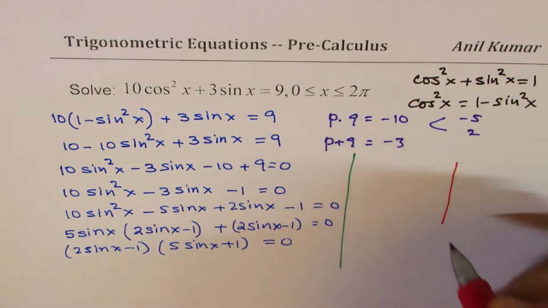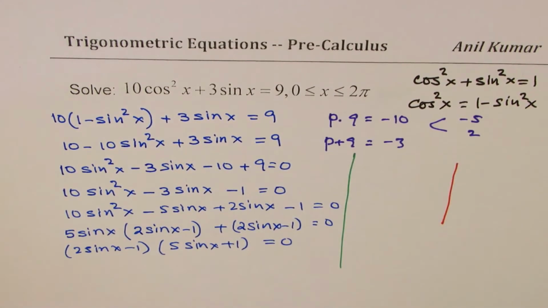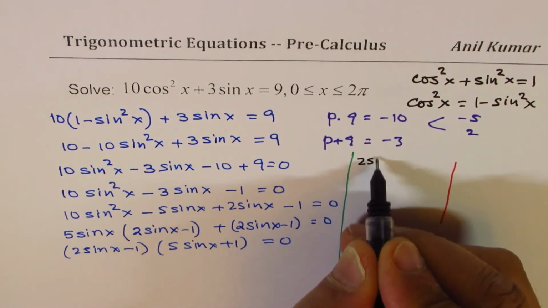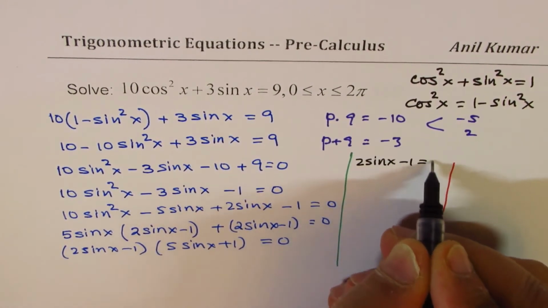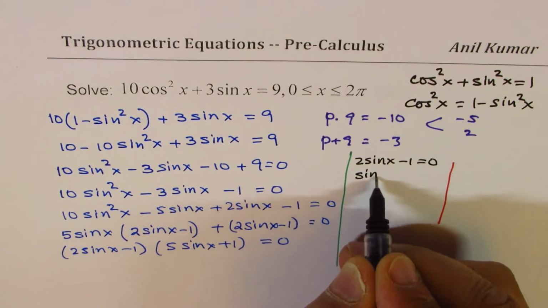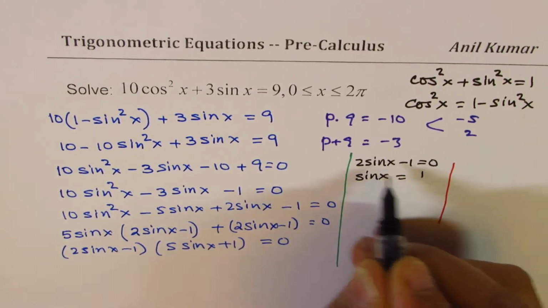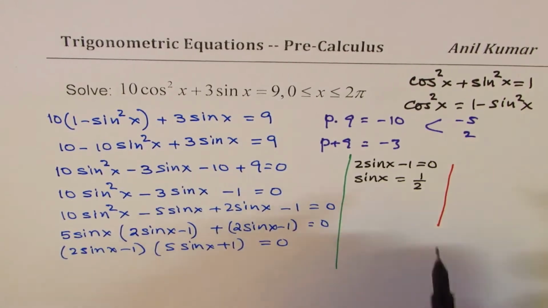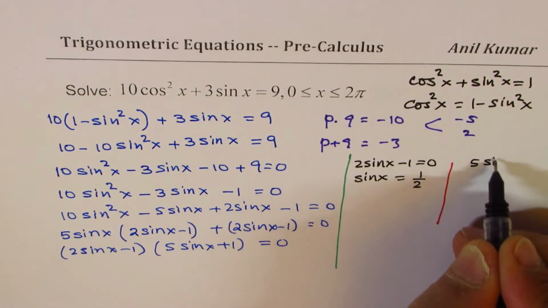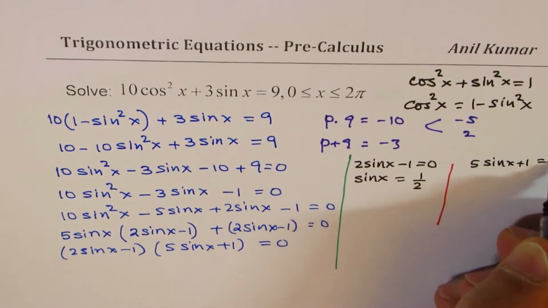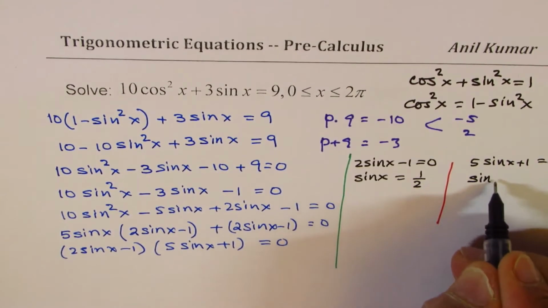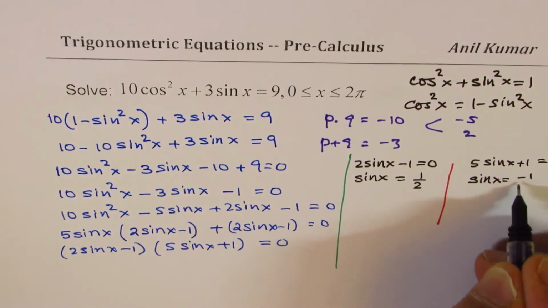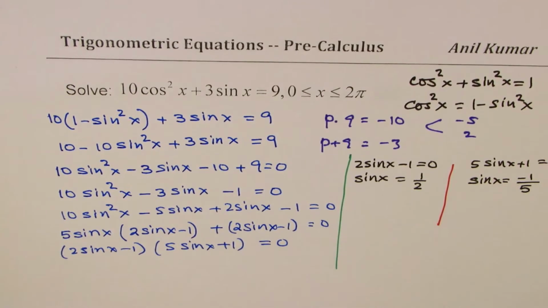So let me just divide this page into two parts. One of them is 2 sine x minus 1 equals 0, or sine x equals, taking 1 and dividing by 2, half. The other one is 5 sine x plus 1 equals 0. That means sine x is equal to minus 1 divided by 5.